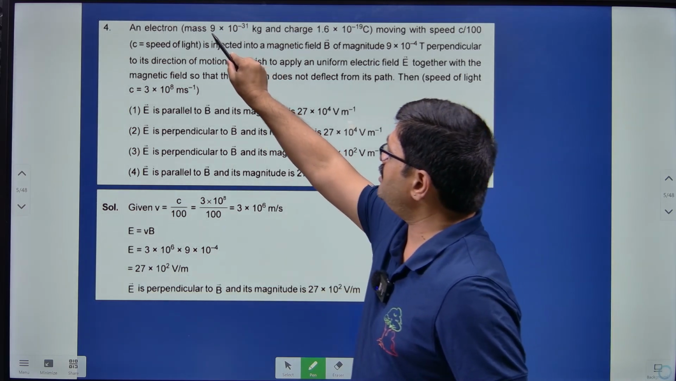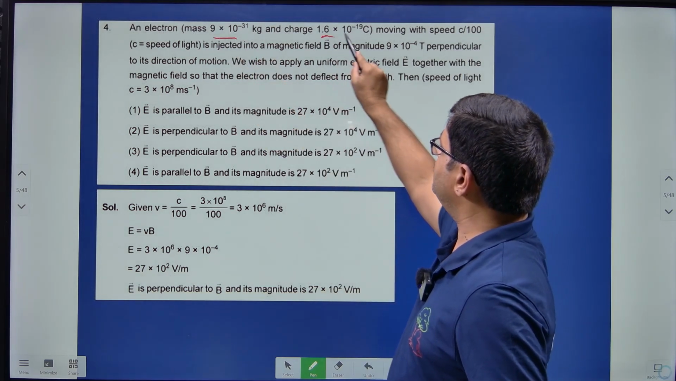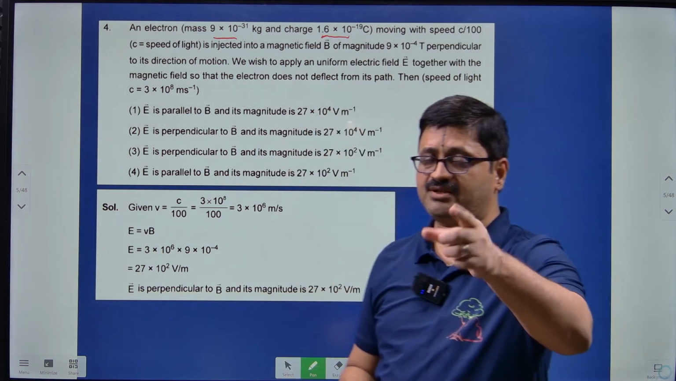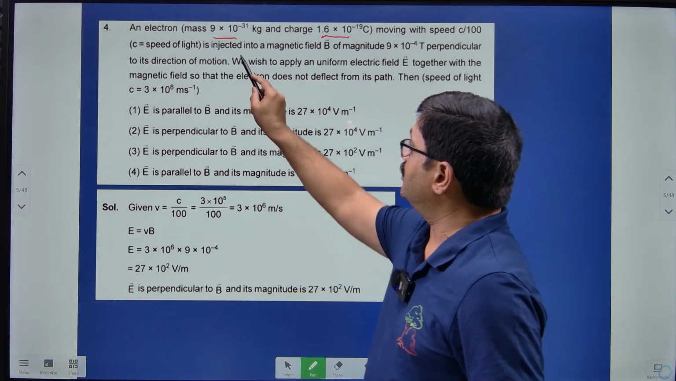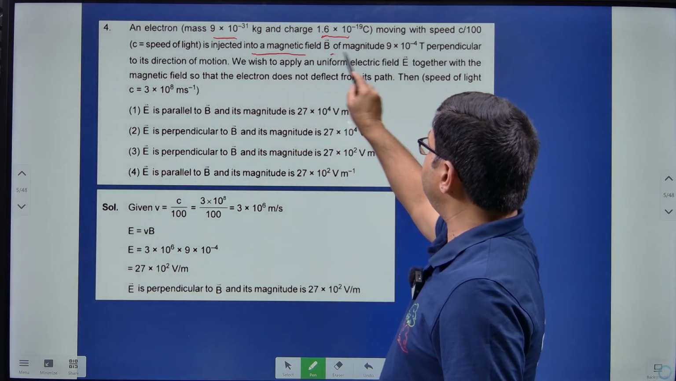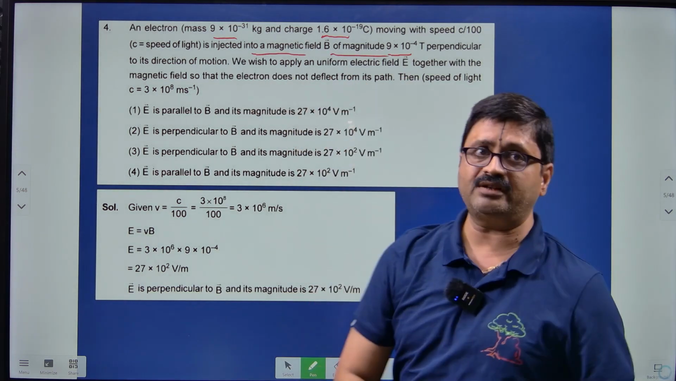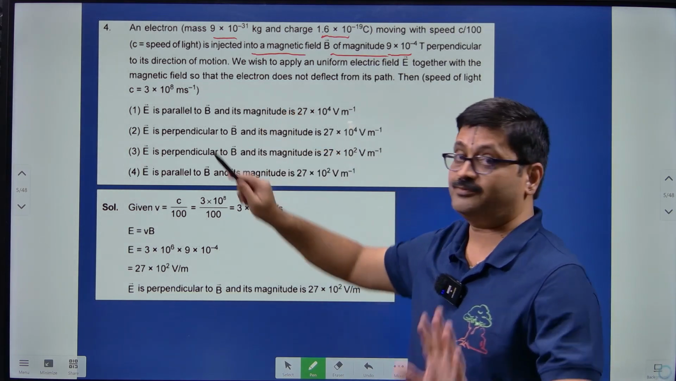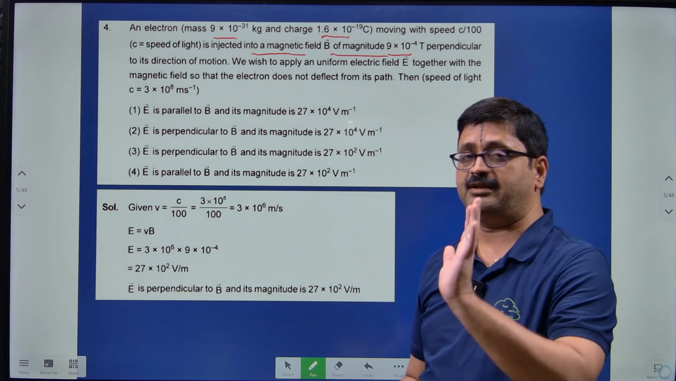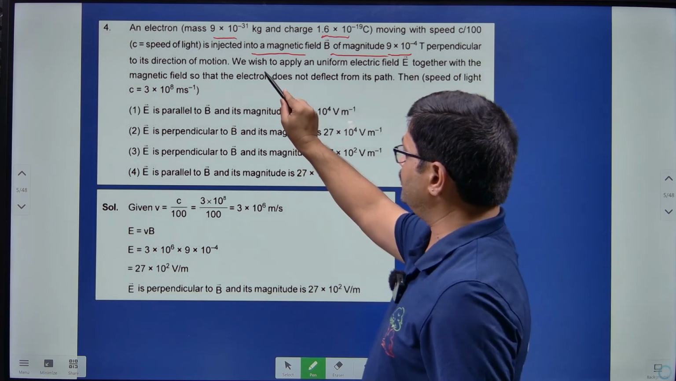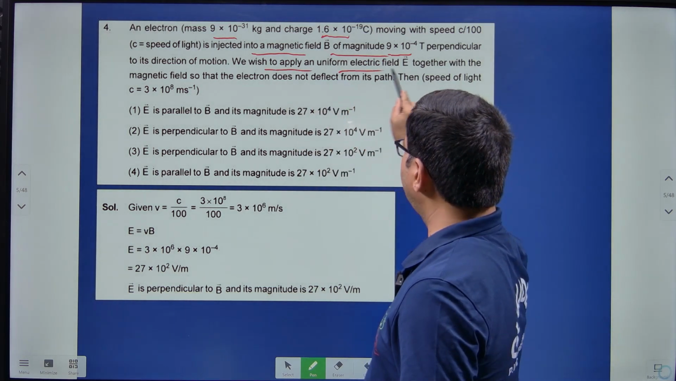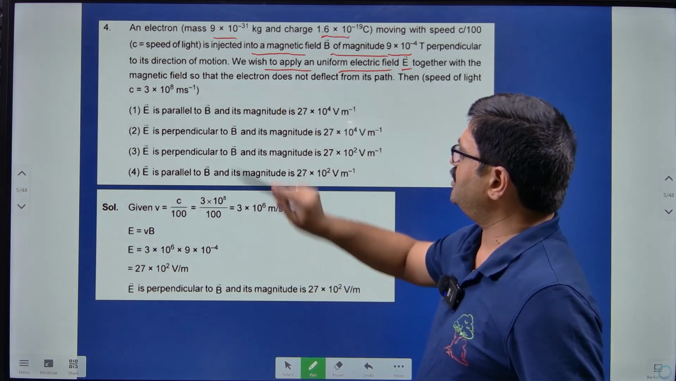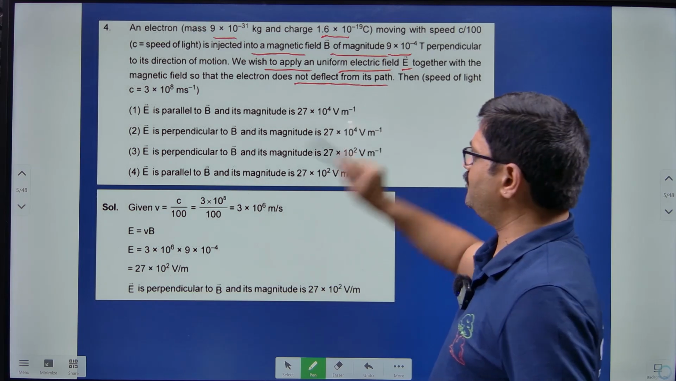An electron of mass this much kg and charge this much coulomb, moving with speed of c by 100. So c is what? Speed of light in vacuum. Is injected into a magnetic field B of magnitude 9 into 10 to the power minus 4 Tesla, perpendicular to its direction of motion. Look at this, magnetic field is applied perpendicular to the direction of motion of the electron. So hence we wish to apply a uniform electric field vector E together with the magnetic field so that the electron does not deflect from its path.